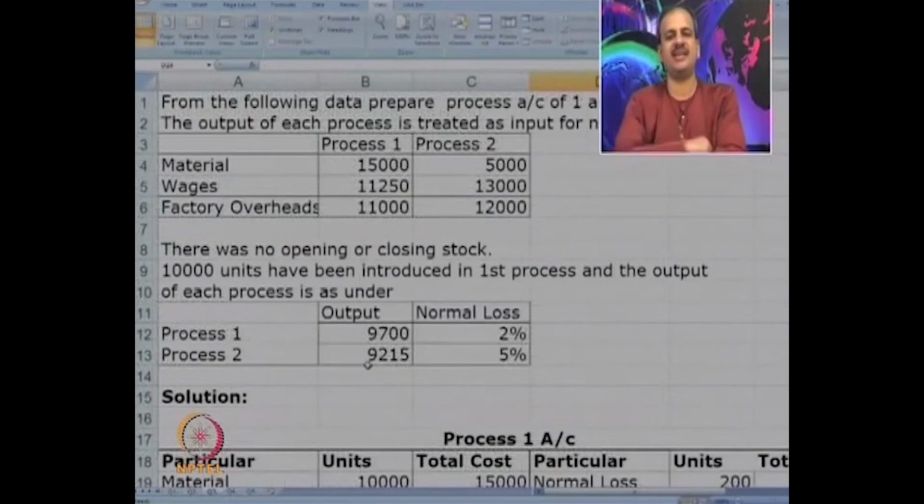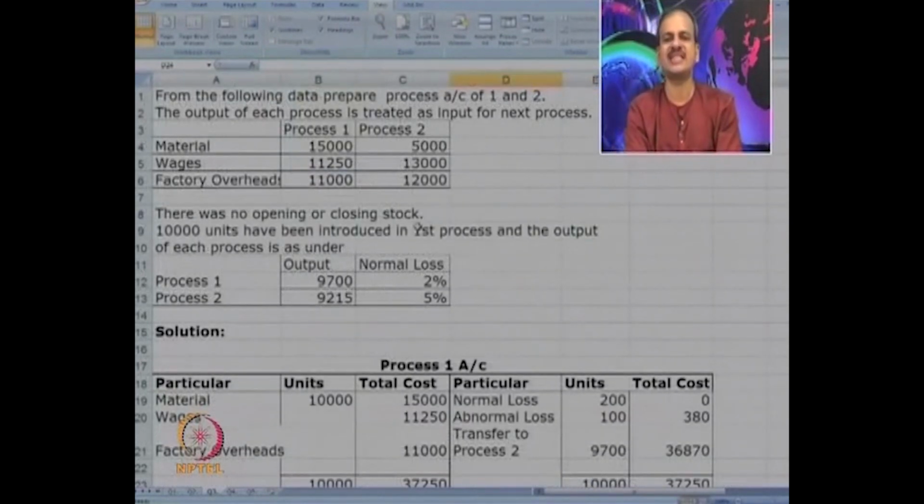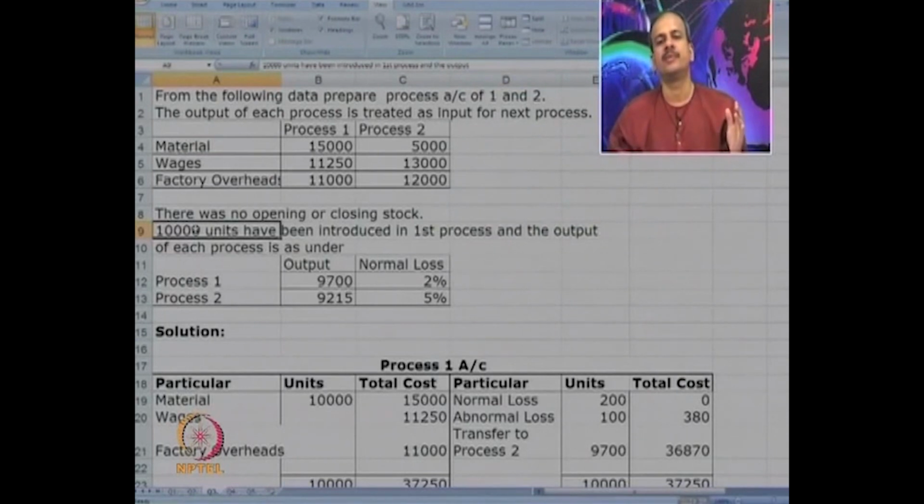Okay, please read the case. I think then it will be more clear to you. So there are only 2 processes involved, process 1 and 2. Material, wages and factory overheads all are given. This time there is no need to calculate the factory overheads. There is no opening closing stock. 10,000 units are introduced in the process 1.